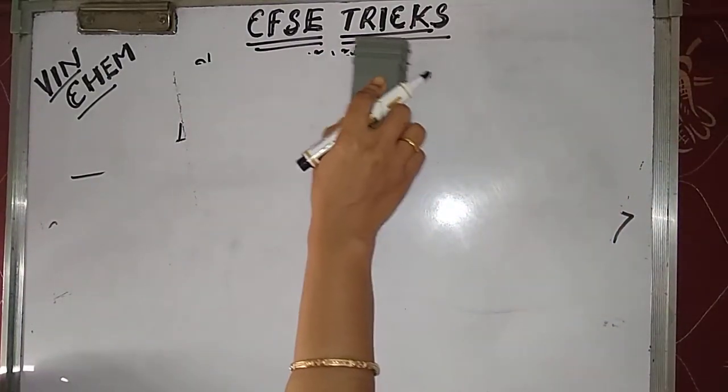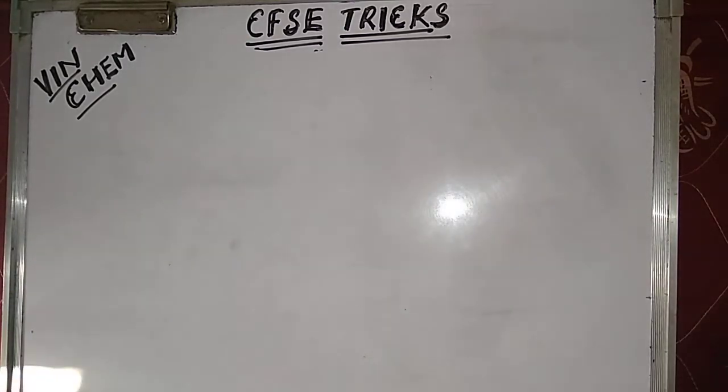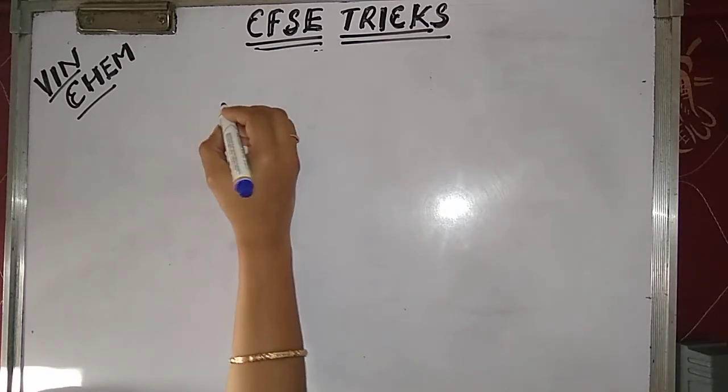This is the normal way we used to find out the CFSE values, but I don't want to discuss more about this. We will go to that shortcut. Okay, now we are going to see the shortcut. Everyone knows about the four times table.